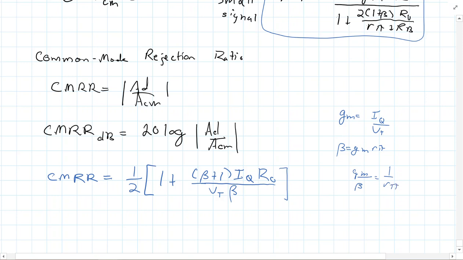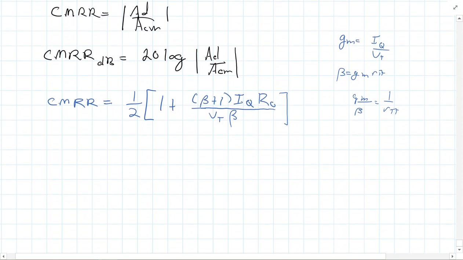So we really could simplify this equation, and let's see here, make sure I'm not making any sort of mistakes here. I mean, this equation is correct, but you really could rewrite this equation here as the common mode rejection ratio is 1/2 times 1 plus beta plus 1 over beta times RO over r pi.